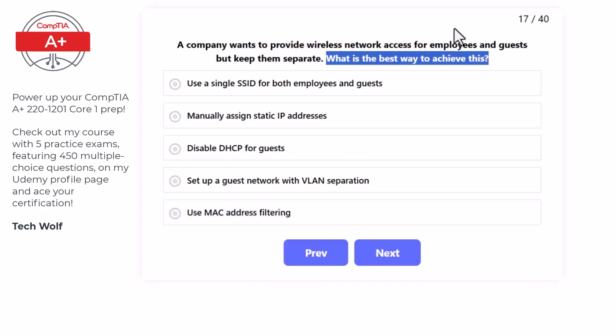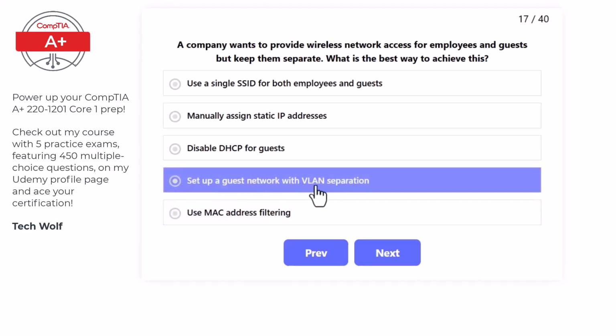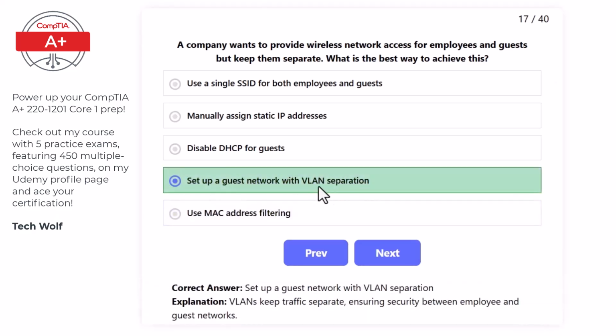And here the most logical answer would be to set up a guest network with VLAN separation, or virtual local area network separation, as VLANs keep traffic separate, ensuring security between employee and guest networks.